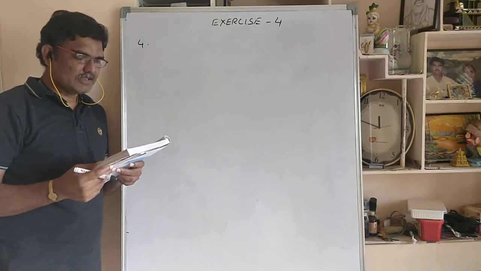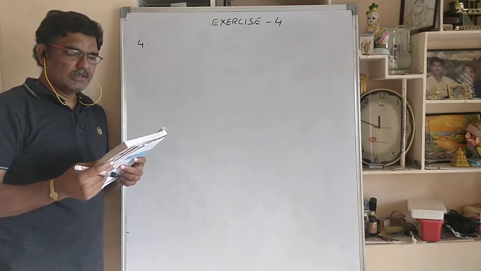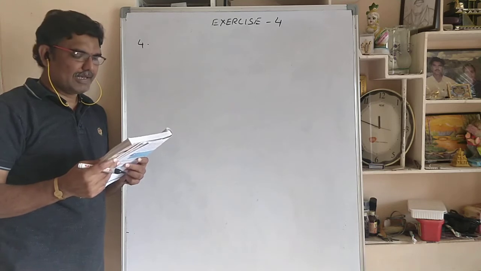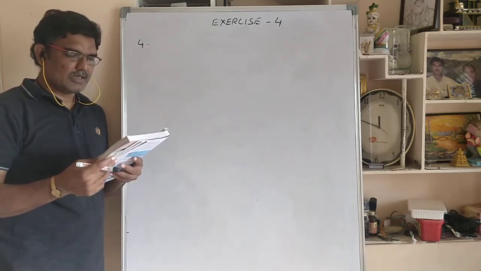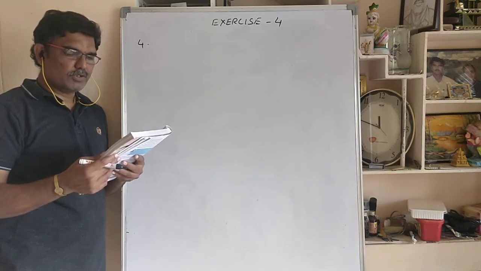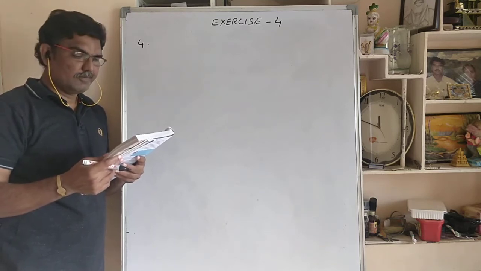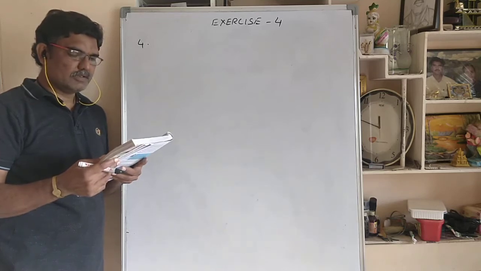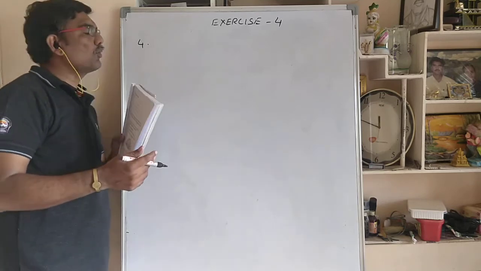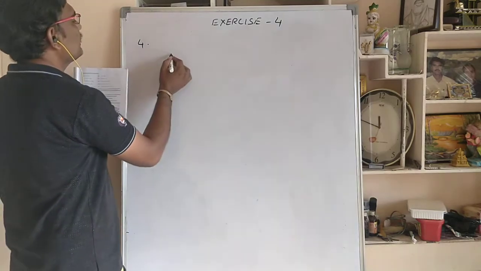In a class test containing 10 questions, 3 marks are awarded for every correct answer, minus 1 mark for every incorrect answer, and 0 for questions not attempted. Gopi gets 5 correct and 5 incorrect answers. What is his score? So here, first we will go for Gopi.